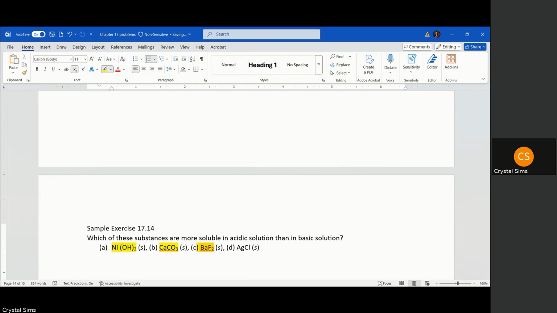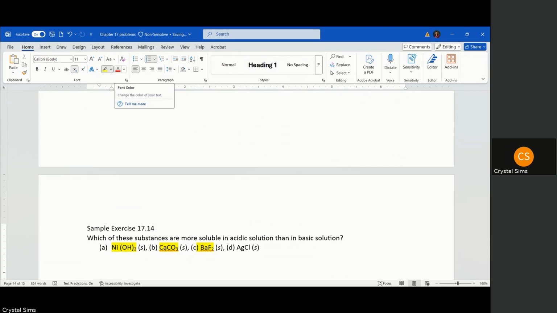You say, well, wait a minute, the chloride ion is also a conjugate base, and it is, but it's the conjugate base of a strong acid, hydrochloric acid. So it has negligible basicity. So this one is not going to be more soluble in an acidic solution than in a basic solution.